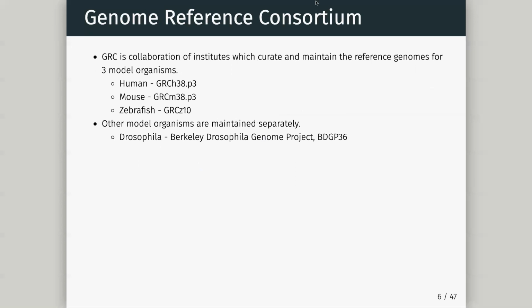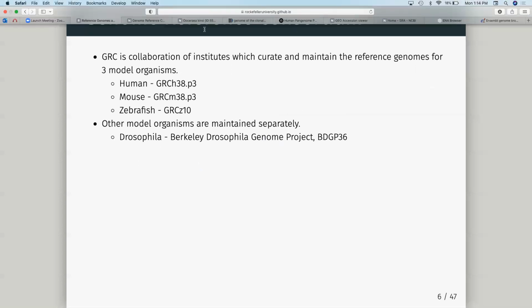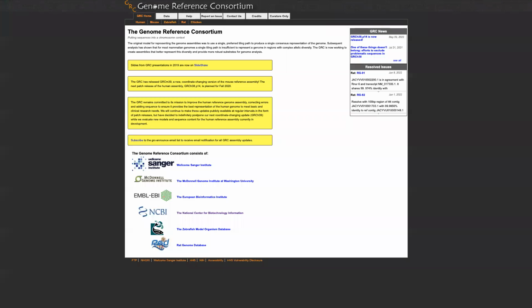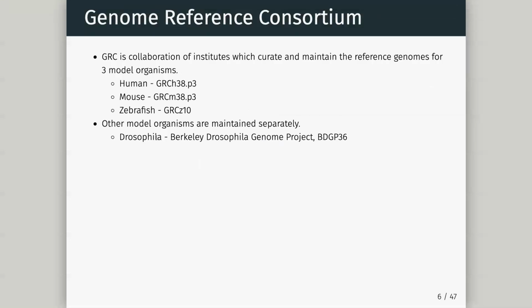This is the Genome Reference Consortium, I have the page open. They're obviously a big collection of institutes that all work together to curate and maintain the reference genomes for the model organisms. That includes things like this pan-genome project. There are about 10 major labs involved in that.